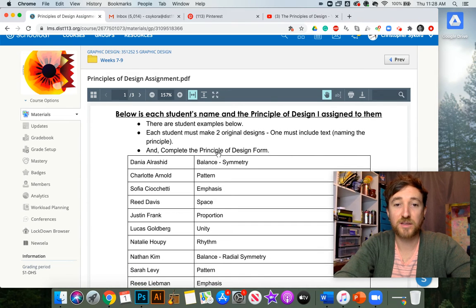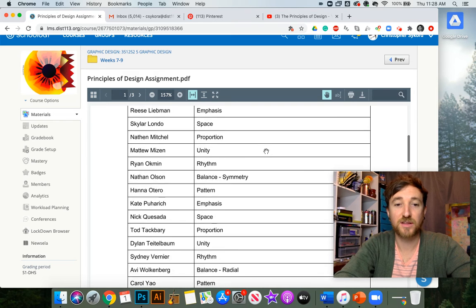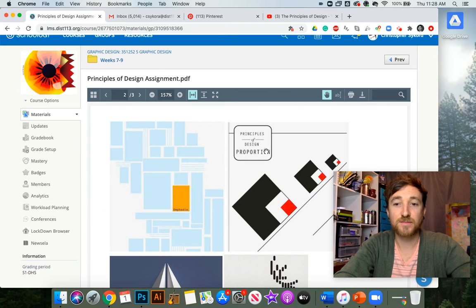You should complete the principles of design form that was assigned to you in Schoology. It's just going to ask you your name, the principles of design you were assigned, the definition of it, explain it in your own words, and then find some examples, some visual examples to plug into there. And then here are some examples of the project as well.